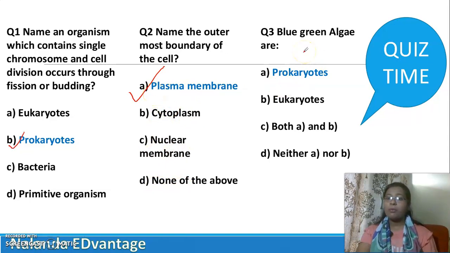Question number 3. Blue-green algae are also known as cyanobacteria. And what are these cyanobacteria? They are prokaryotes, right? So they are prokaryotes. I hope it is clear to you.